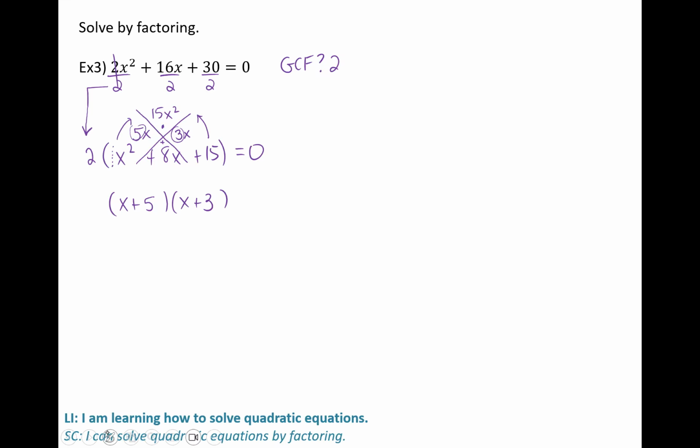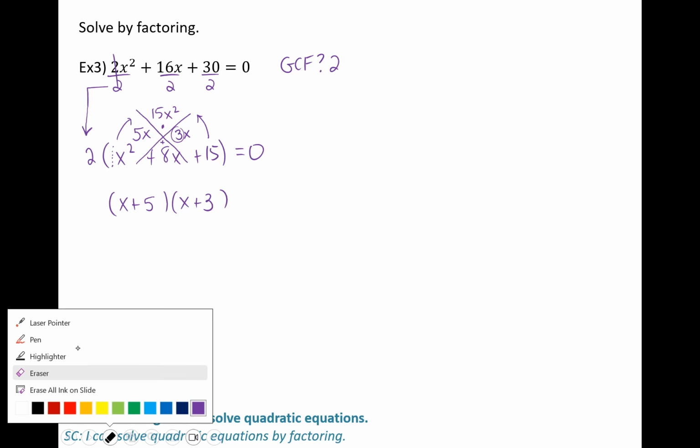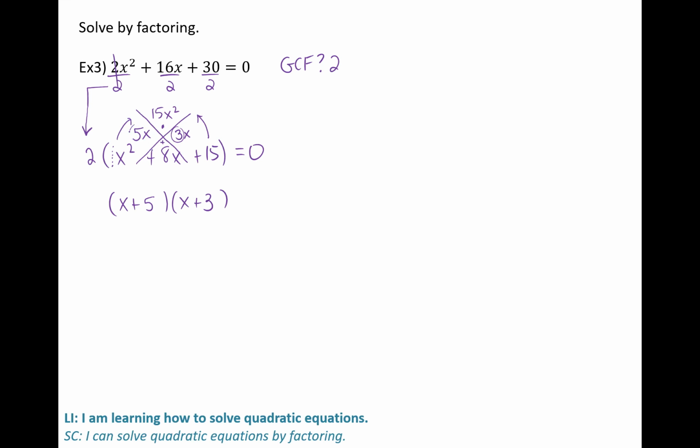That circle is just terrible. We can only do the shortcut if there's a 1 in front of our x squared. Okay, so we can get that circle a little better. All right, don't forget the 2 still is in front, and then we have equals 0.